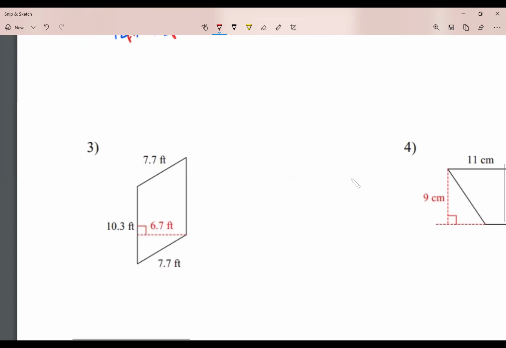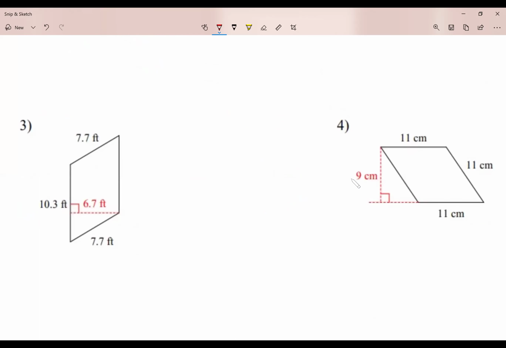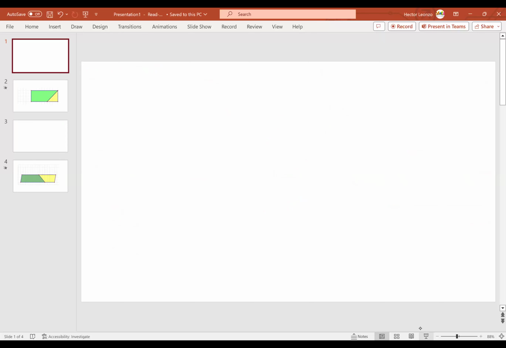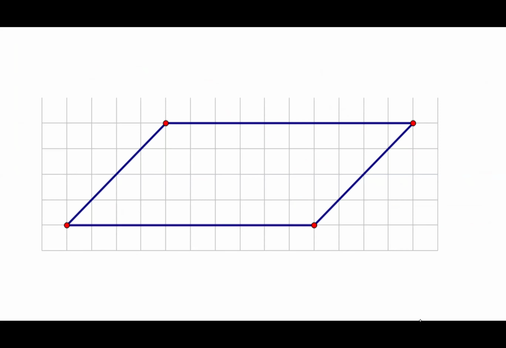Now, with parallelograms, this type of shape right here, let me show you guys something really cool. Here I have a parallelogram. Look, it looks like a slanted rectangle. Now, the interesting part of the parallelogram: if I count this measurement on the top, I can count the squares. 1, 2, 3, 4, 5, 6, 7, 8, 9, and 10. I'm going to say this side is 10.